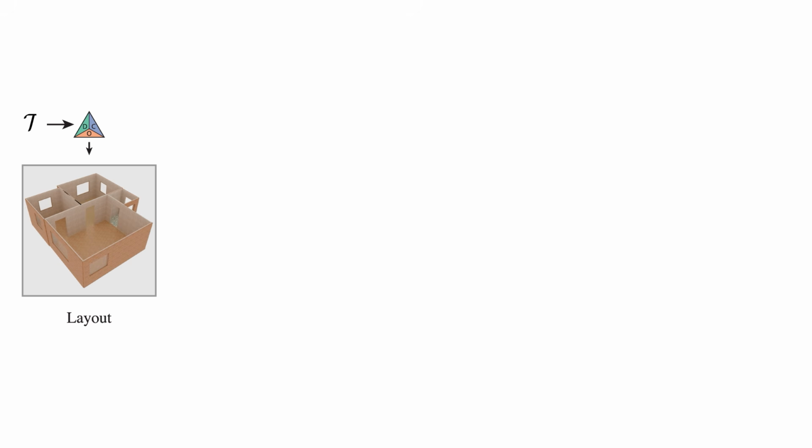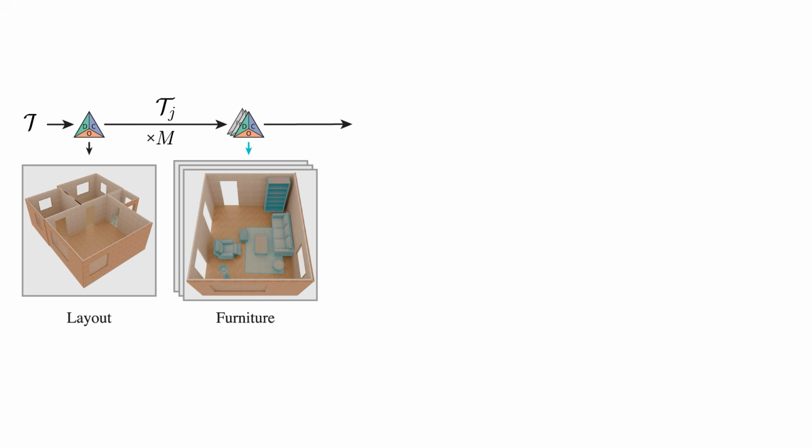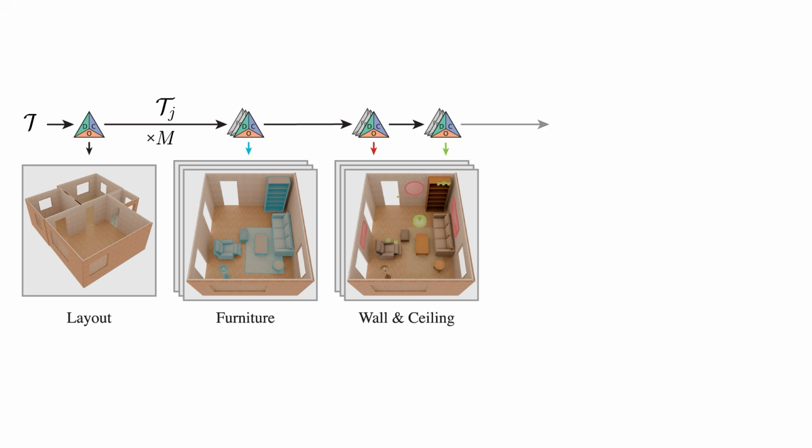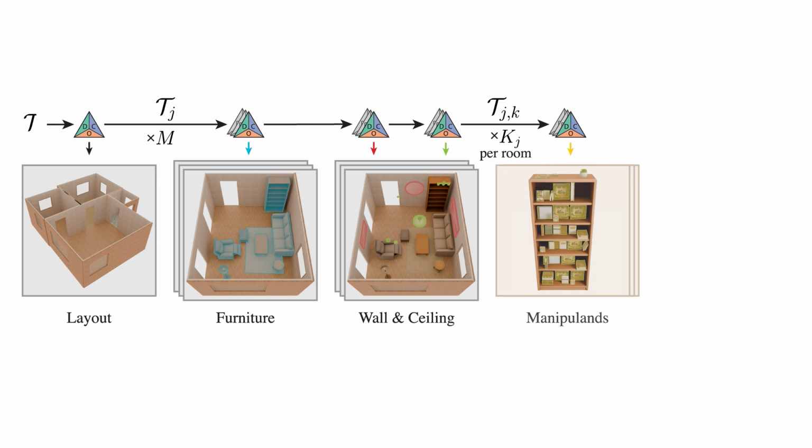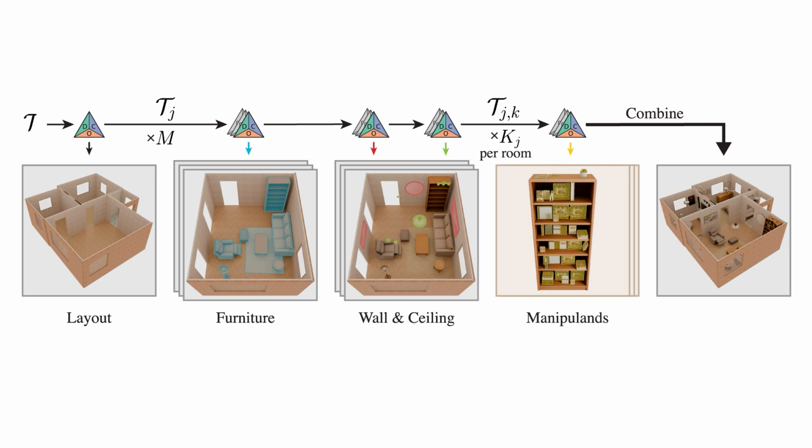SceneSmith decomposes scene construction into a hierarchy of stages. First, a layout stage generates architectural geometry, walls, doors, room connectivity. Then, each room is independently populated through furniture, wall-mounted and ceiling-mounted stages. Finally, supporting surfaces, tables, shelves, counters, spawn their own branches for placing small, manipulable objects.